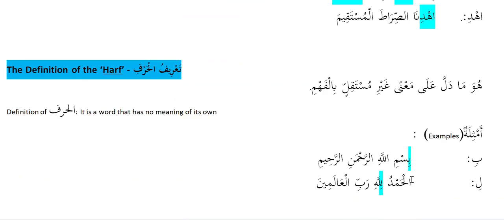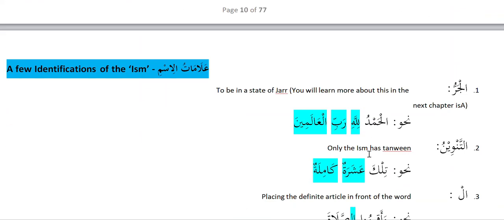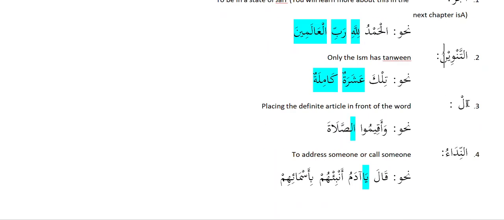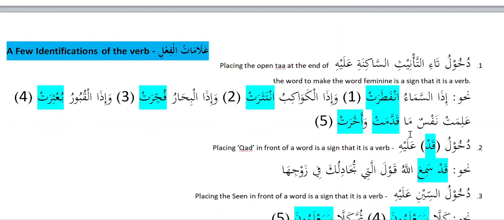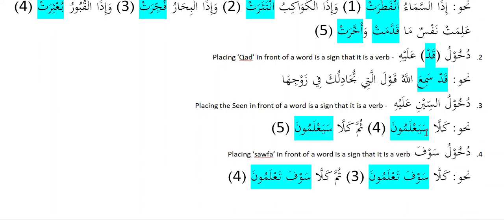The harf is a word that doesn't have a meaning of its own. It needs to be connected, like for example with or in, bi, li. Four identifications of the ism: if it's in a state of jar, like lillahi, it has a kasra; tanween, like asharatun; has al, like as-salah; and nida, if it's called, ya adam. Anything else? Oh, a few identifications of the verb: the open ta, qad is in front, sa is in front, or sawfa is in front.